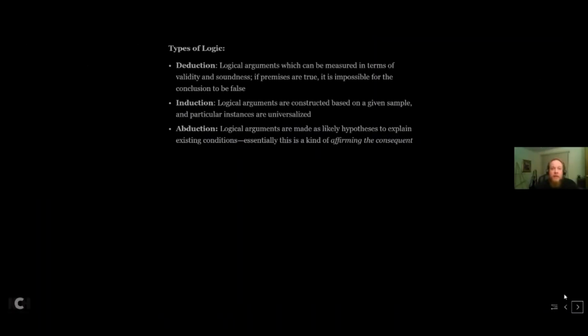Now I have a list here of 3 different types or kinds of logic. Here are the 3 most basic, if you will, species of logic: deduction, induction, and abduction. All of these come from the Latin word ducere, which means to lead. Like a duke, these each mean to lead in some different way. So deduction literally means to lead down. Induction, to lead into. Abduction, to lead away.